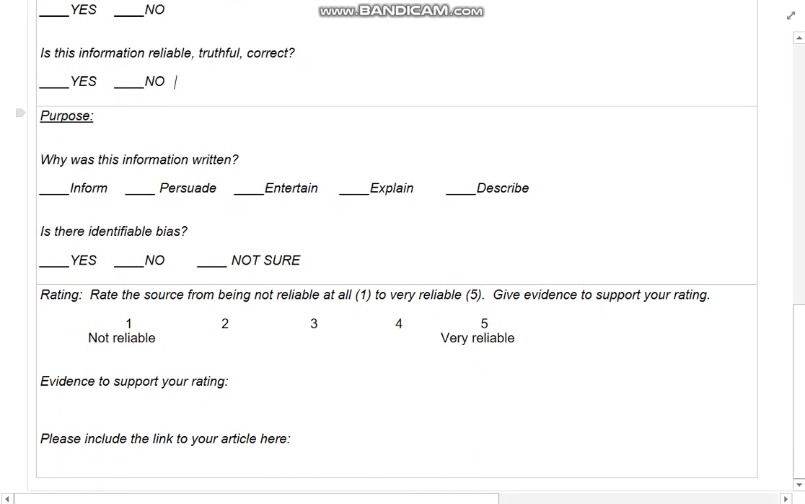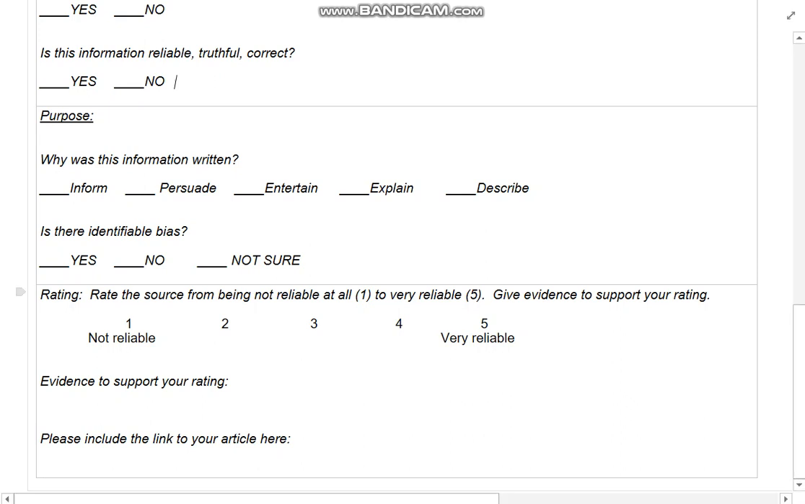As we continue on, the P, the last letter in the acronym, stands for purpose. So we know that there are 5 different reasons why someone would write. Is it to inform, persuade, entertain, explain, or describe? And you want to consider why something might have been made. For example, if it's something about, let's say, the collapse of Pompeii and the eruption of Vesuvius, but it comes from the movie Pompeii, made by some massive Hollywood studio, and the reason is to entertain, well, it might not be the most reliable source out there. And then finally, is there identifiable bias? And this is, again, something that we're going to learn a little bit more about in terms of how to do this.